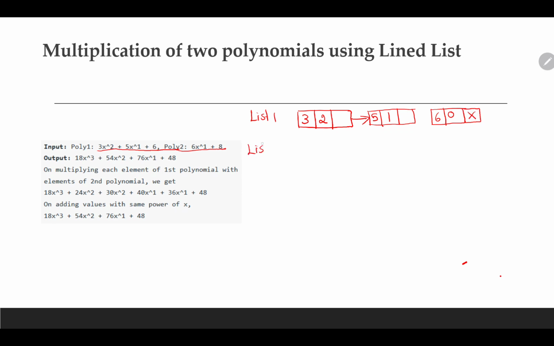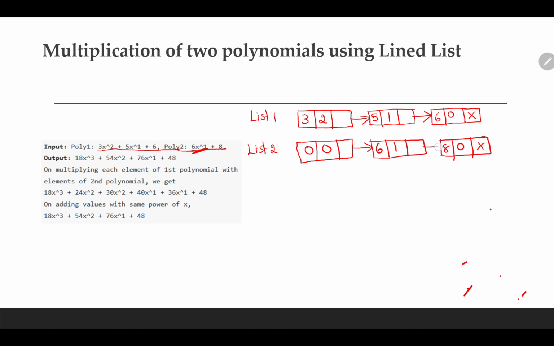And next list 2. In this, it doesn't have an x power 2 value, so it is 0 only. Just for understanding I am writing that also. Then it is 6x power 1, so coefficient is 6 and power is 1. Then it is 8, power is 0 and this is null. Then we are going to do the multiplication.